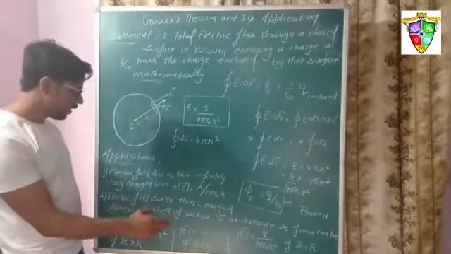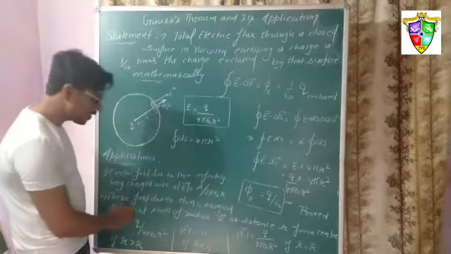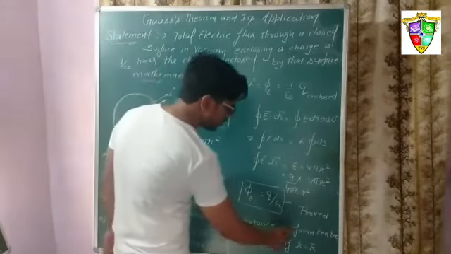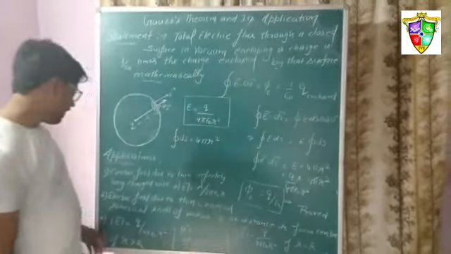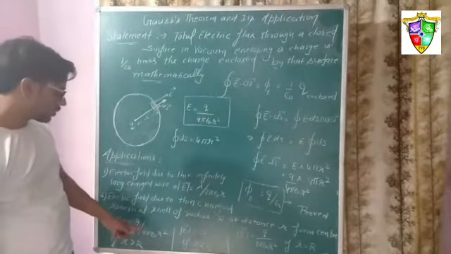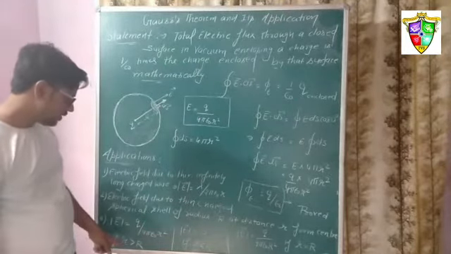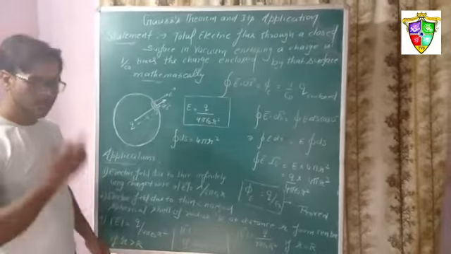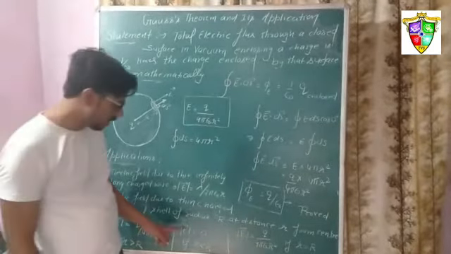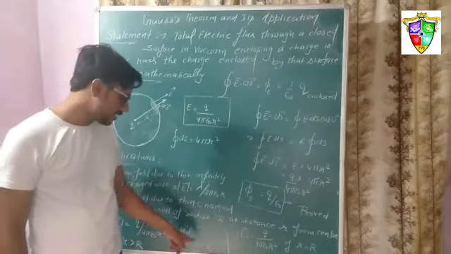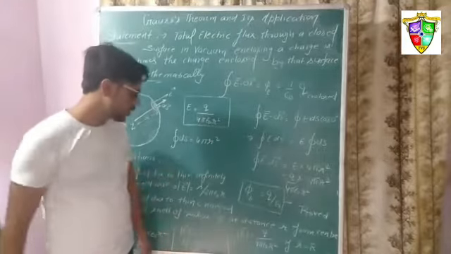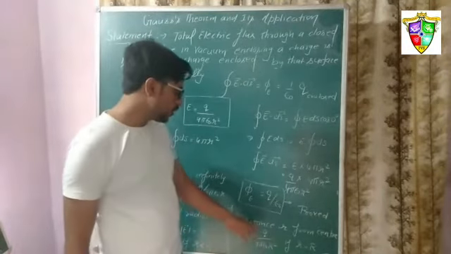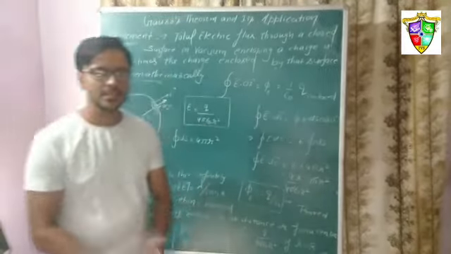And if we wish to calculate the electric field due to a thin charged spherical shell of radius R at a distance small r from its center, then the electric field is q upon 4 pi epsilon naught r square, where small r is the distance, and this relation holds when r is greater than R. If r is less than R, then E is 0, meaning inside the shell. And the electric field at the surface of the spherical shell will be q upon 4 pi epsilon naught R square. These are some standard results.